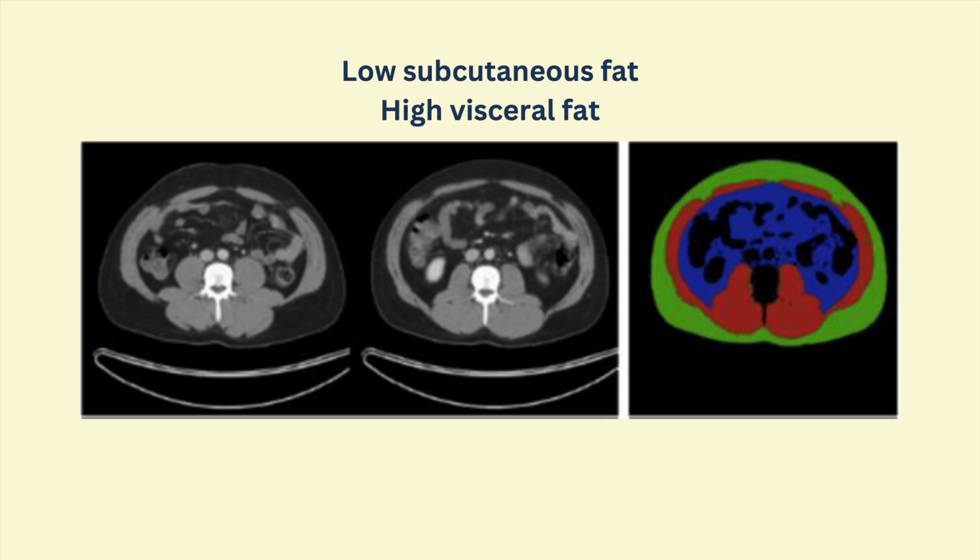And finally, this person is probably similar to the one I mentioned at the end of my previous slide. They have not a lot of subcutaneous fat, but they've got a large amount of visceral fat, and they are very metabolically sick, and they're going to be high risk.